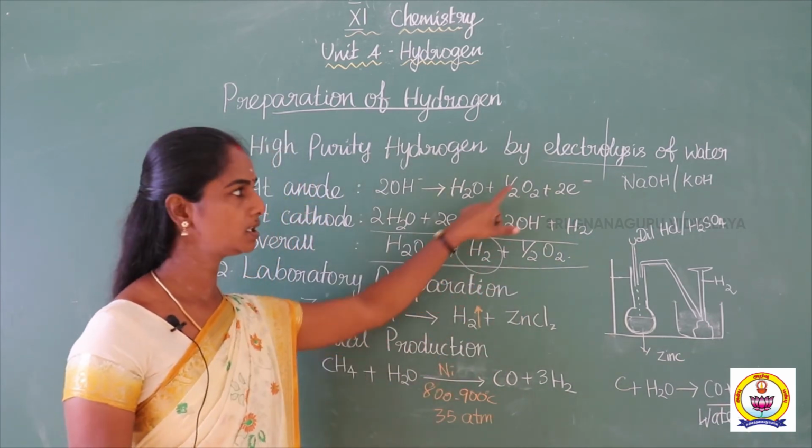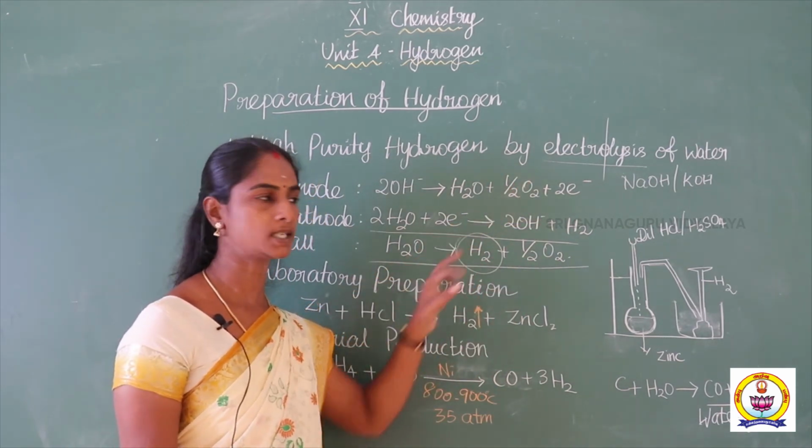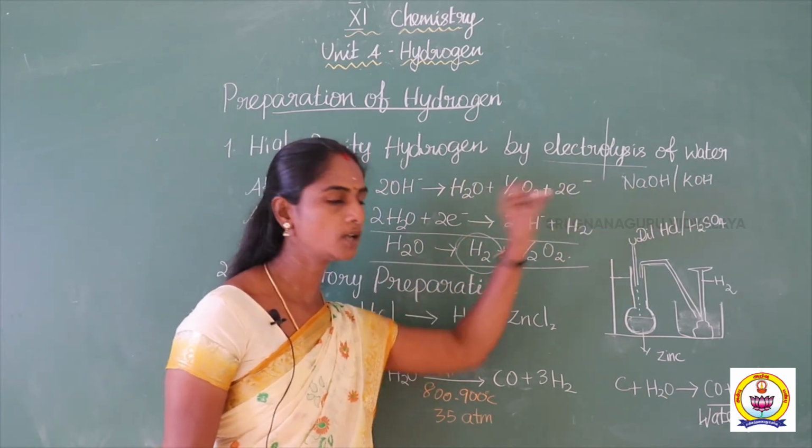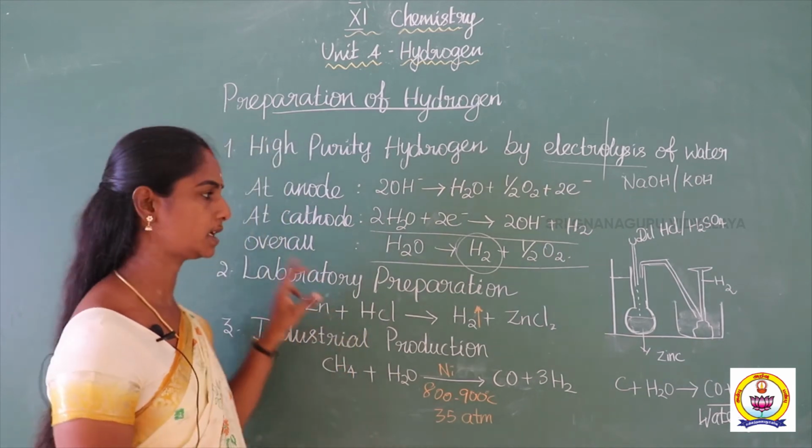In exams, they ask for 1 mark how high purity hydrogen is obtained. That is done by means of electrolysis of water in an aqueous solution of sodium hydroxide and potassium hydroxide.